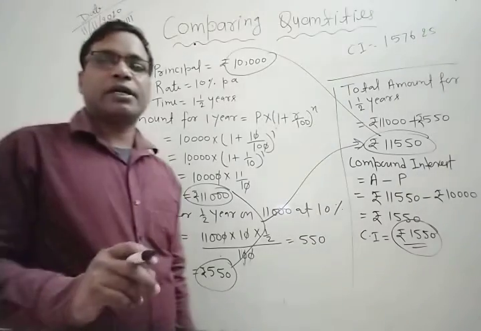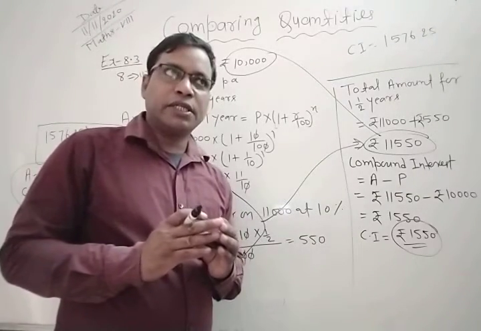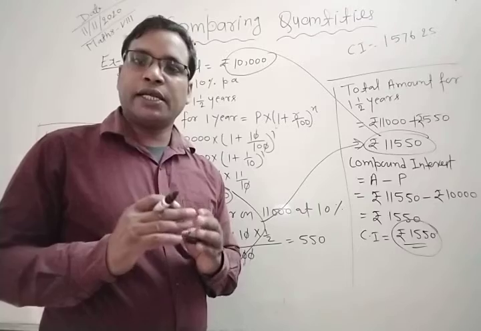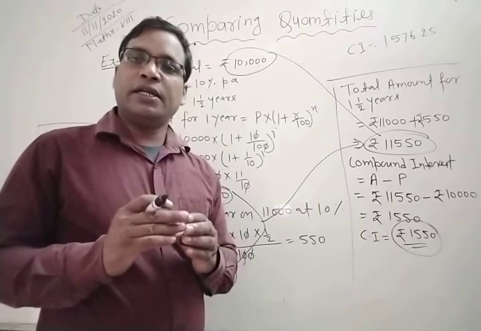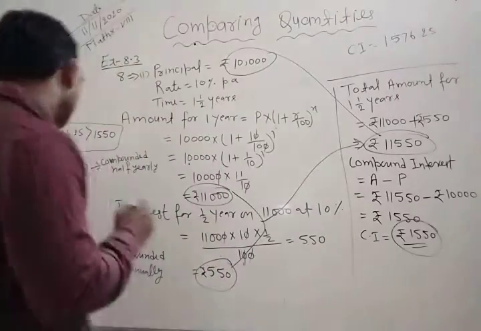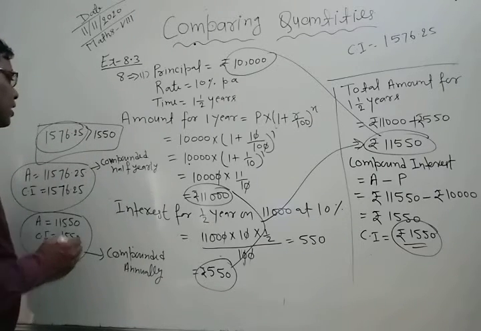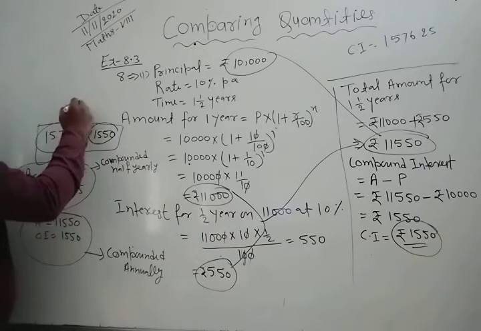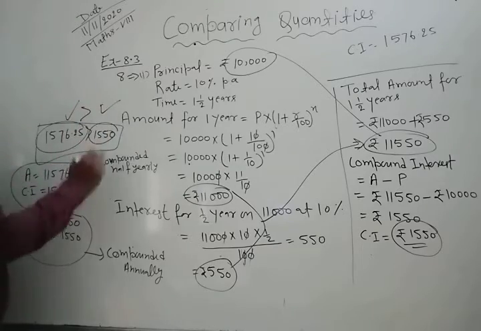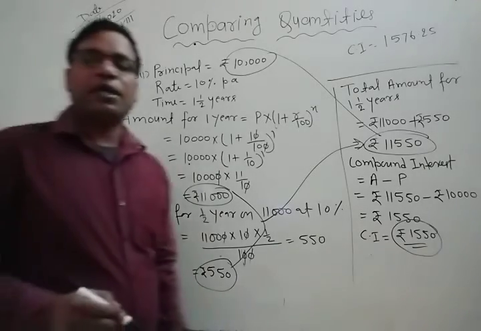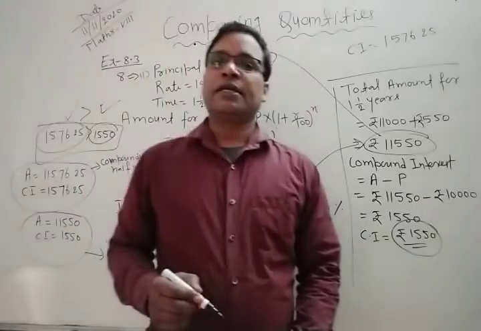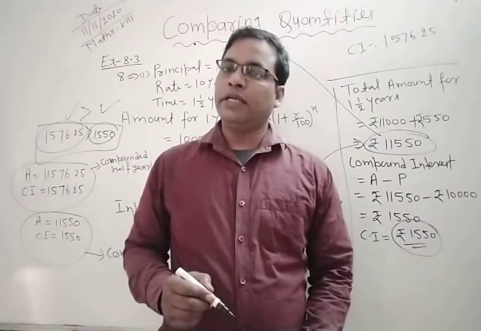Now we compare both compound interests, compounded annually and compounded half yearly. Here you can see this is compounded half yearly and this is compounded annually. This is greater than this. So you can see the compounded half yearly interest is more than the compounded annual interest.